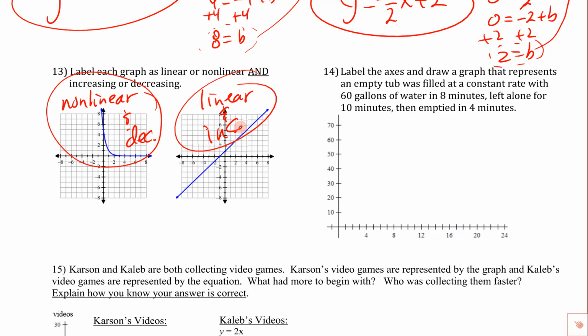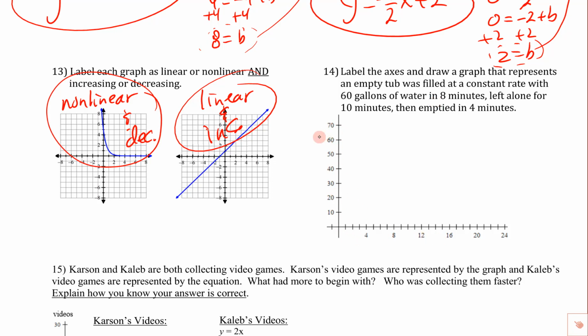And then it says label the axes and draw a graph that represents a tub that was filled at a constant rate with 60 gallons of water in 8 minutes, left alone for 10 minutes, and then emptied in 4 minutes. Okay, so let's see here. Filled at a constant rate with 60 gallons of water in 8 minutes. So let's see. Notice what we've got.